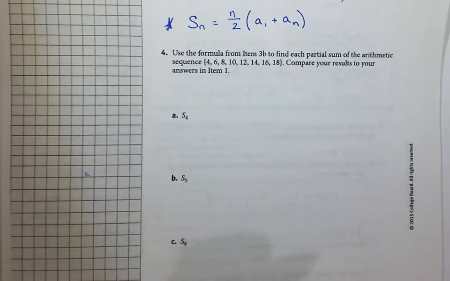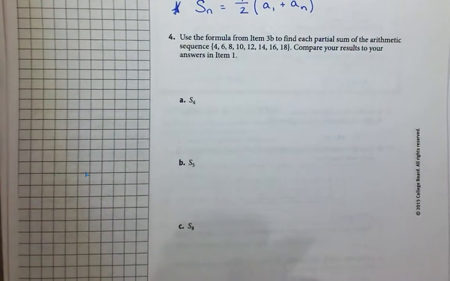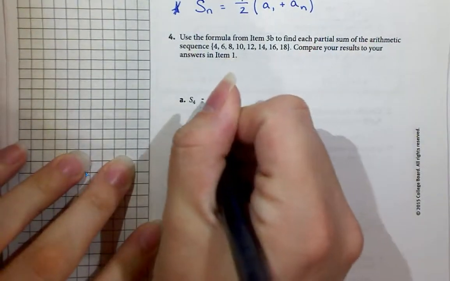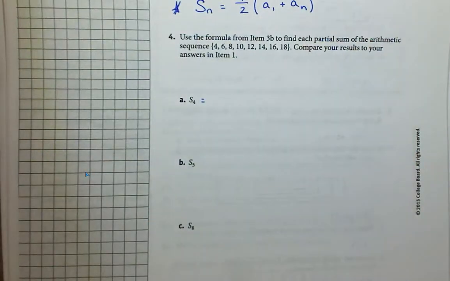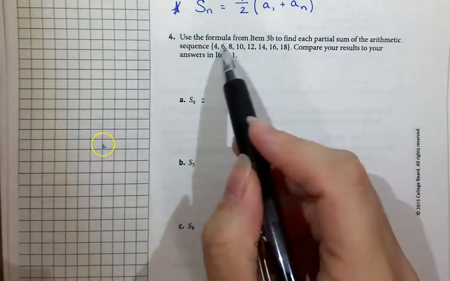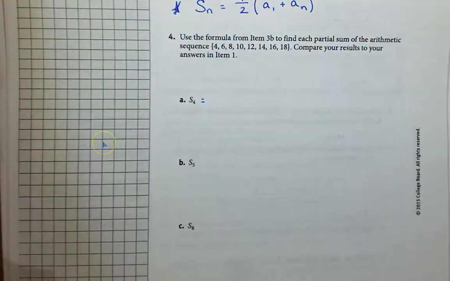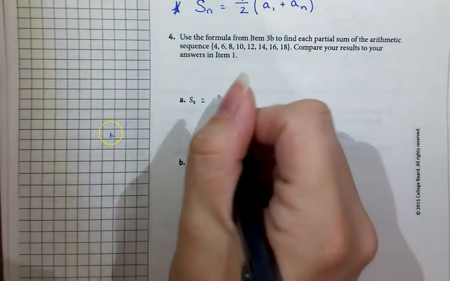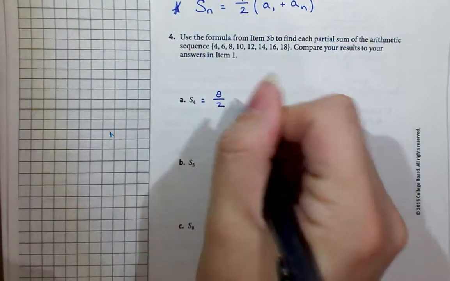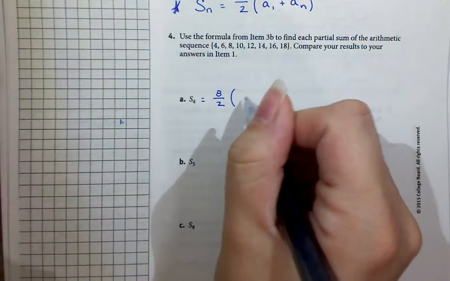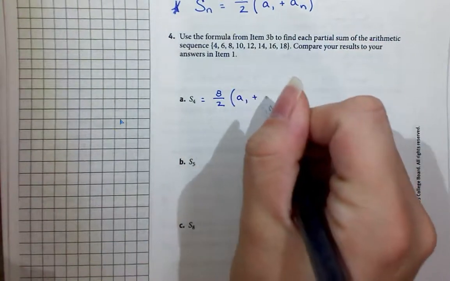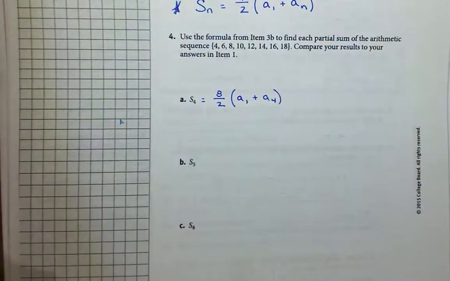So now we're going to use the formula to figure out these answers. So for example, on S sub 4, now we've already done this problem. This is the same problem from the beginning, but this time we're going to use the formula. So we talked about there's 1, 2, 3, 4, 5, 6, 7, 8 terms. So we're going to start by saying 8 divided by 2. And because we want the fourth term, we have to put the first term. So we're going to put a sub 1 plus a sub 4. That's our ending term. So a little bit different here. We're not doing the entire sum.